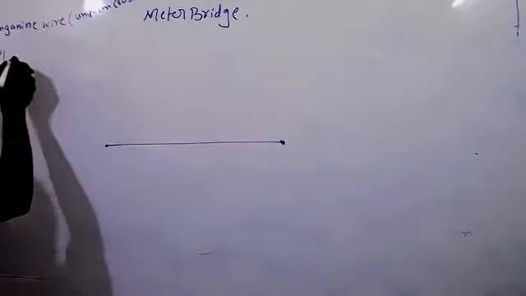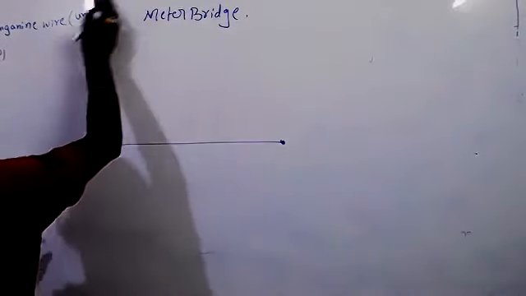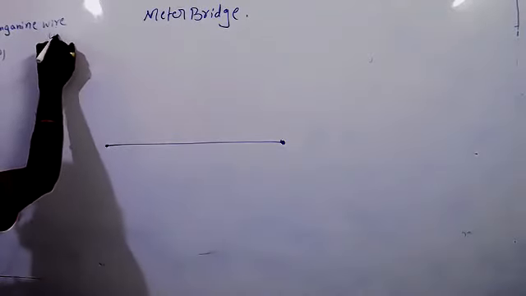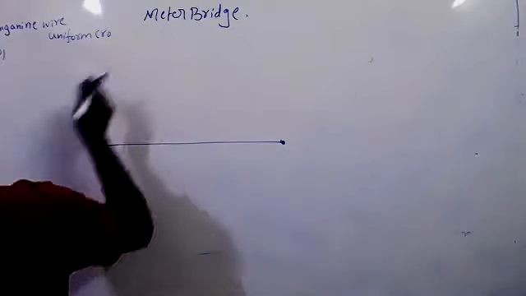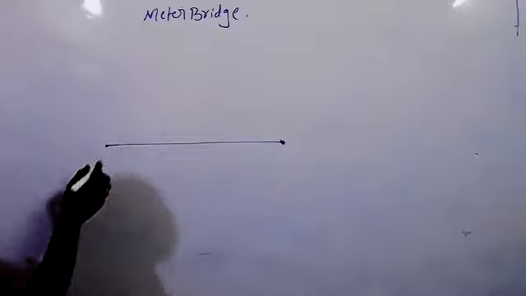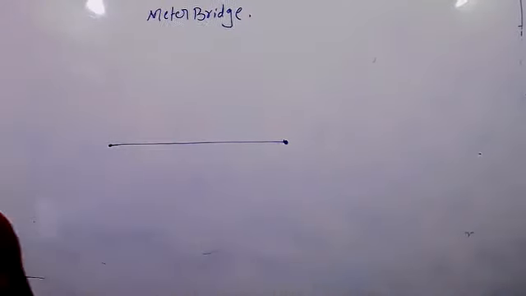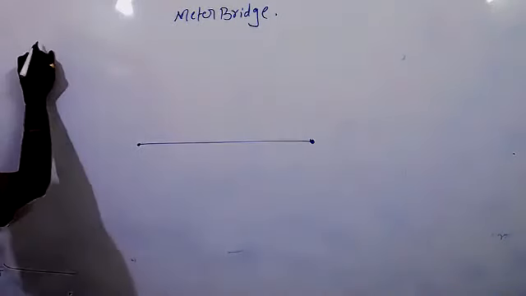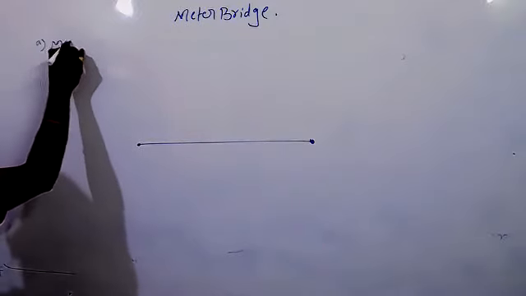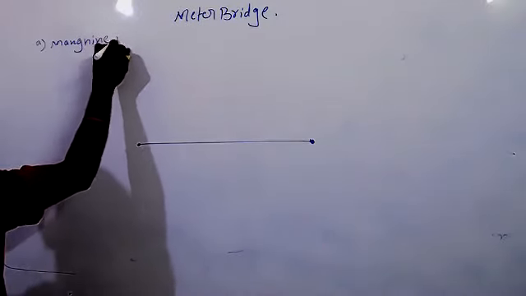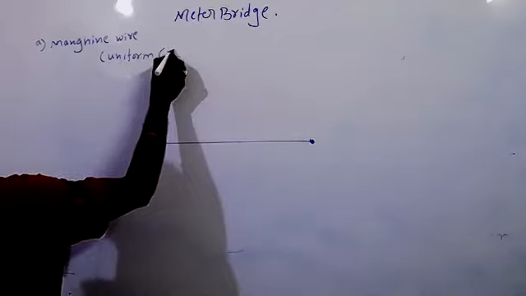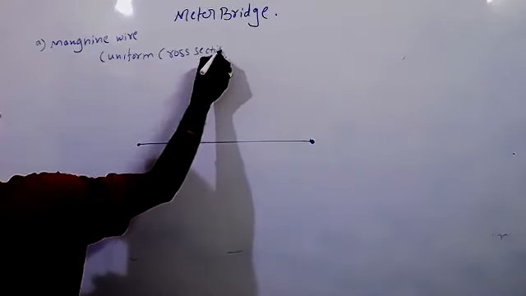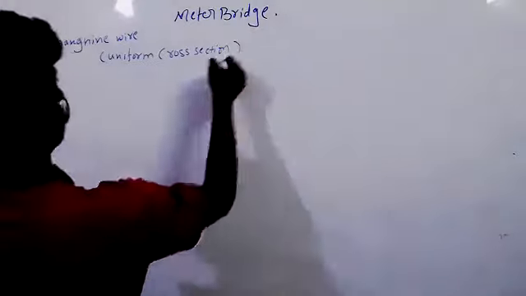Sir, we can't see, sir. It is going out of the screen. Okay, yeah. It is uniform cross section. Let's see. Manganese wire, it has a uniform cross section.